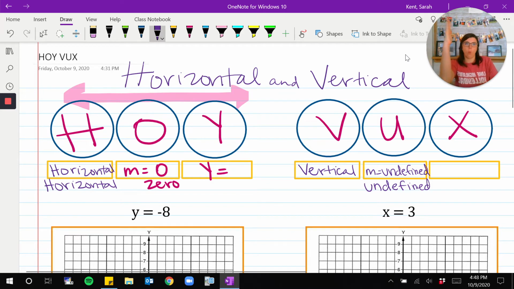It's kind of like if you have a wall. If you've got a flat floor, you can walk across a flat floor. That's easy. Or even if you have a little bit of a slope, you can walk up a hill, you can walk down a hill. But if we have a wall up and down, if you try to walk up this wall, you're going to fall. So you can't walk up a wall. It's impossible. So the slope is undefined because when you try to walk, you'll fall. So vertical is undefined. And our equation for vertical lines is going to start with x equals and then a number. So let's look at a couple graphs using HOYVUX.